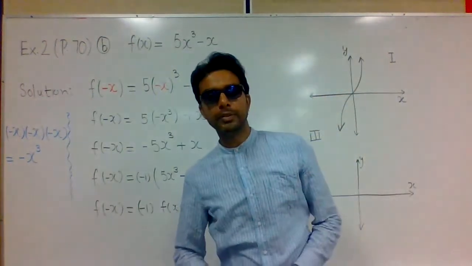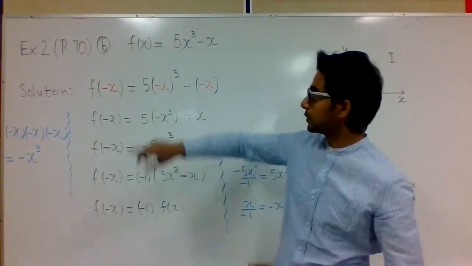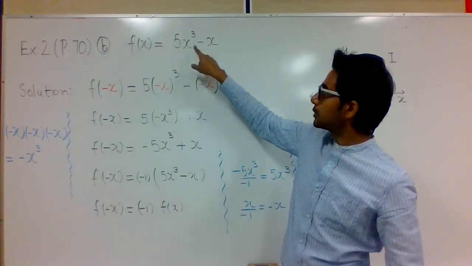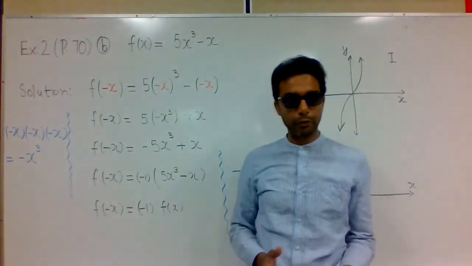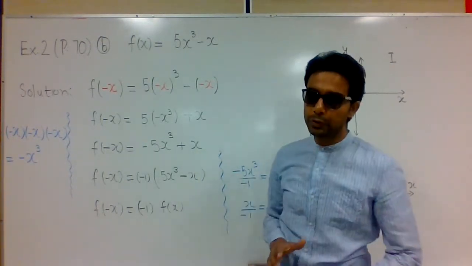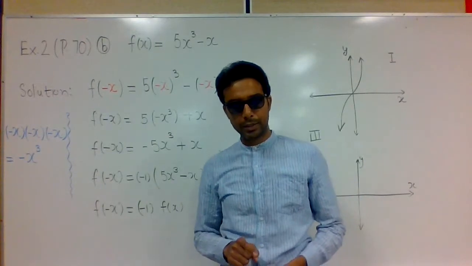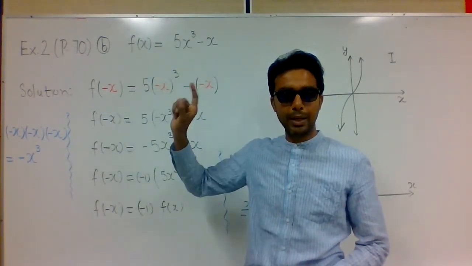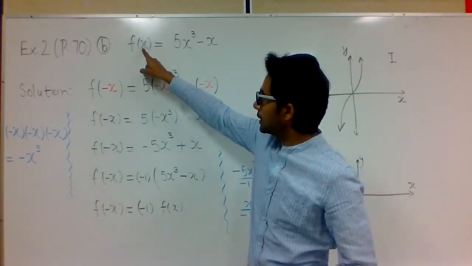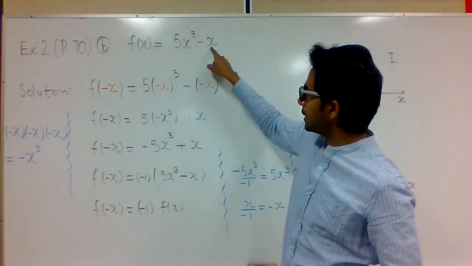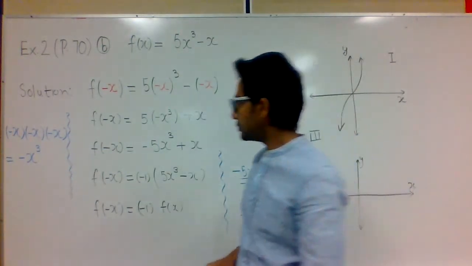Hello, in this example I'm going to explain whether this function f(x) equals 5x cubed minus x is an even function, an odd function, or neither of them. So the first thing we will do, like we did in the last example, is replace all the x's in this equation by negative x. So I have replaced this x by negative x, this x by negative x, and this x by negative x.